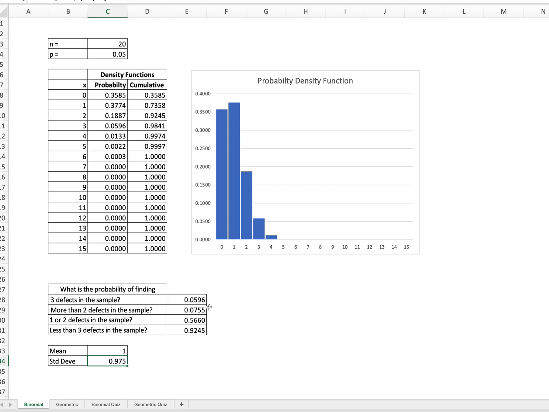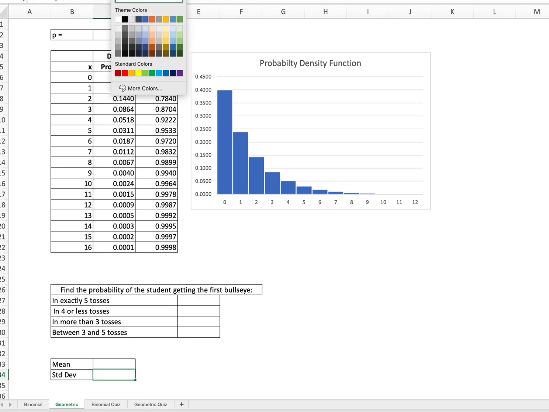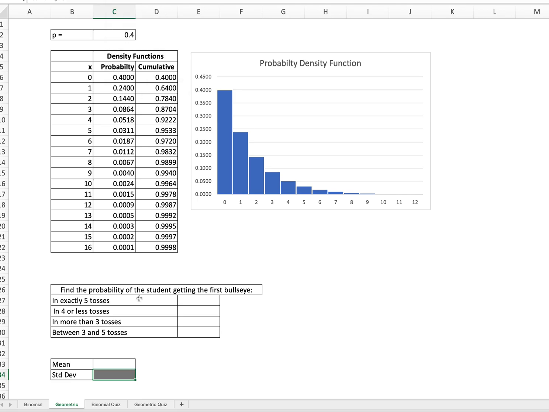Okay, very good. Let's go to our geometric distribution. It's the same thing, but it's a different distribution. You can see by the picture. I didn't put the picture on the exams, and I'm not asking you for the standard deviation on the exam. The formula is just too complicated, and we're doing it by hand.